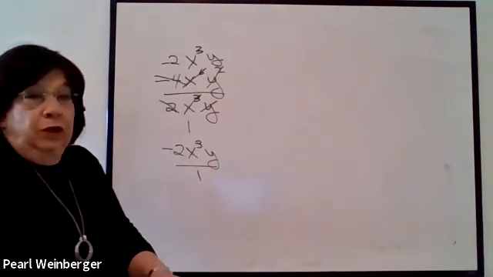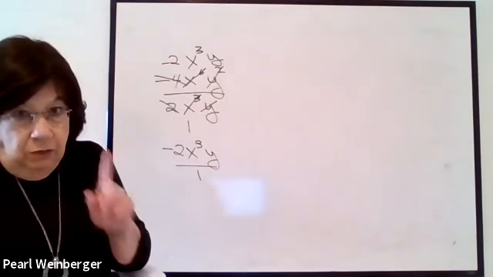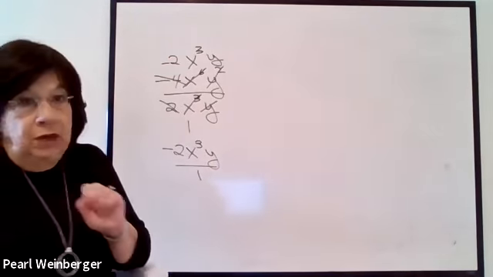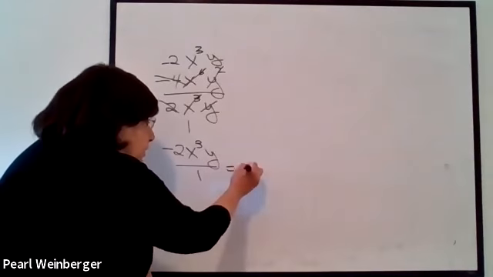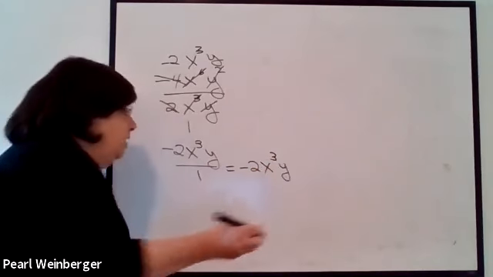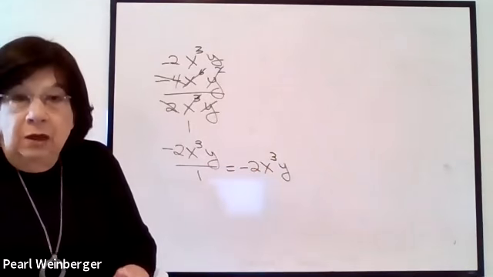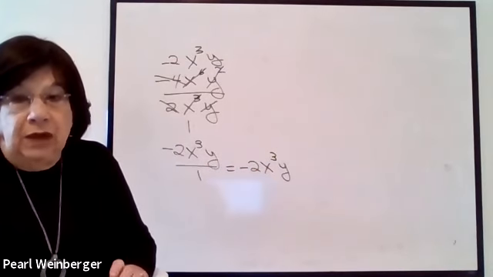Now, when you get an answer where your denominator is 1, when the bottom is 1, you don't have to put it in. You could just write your answer as -2x cubed y. If the numerator is 1, if the top is 1, you've got to leave it. But if the bottom is 1, you don't have to put it in.